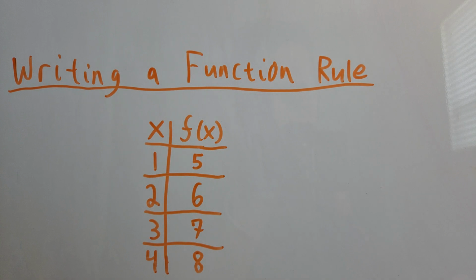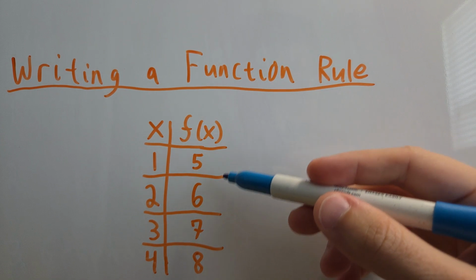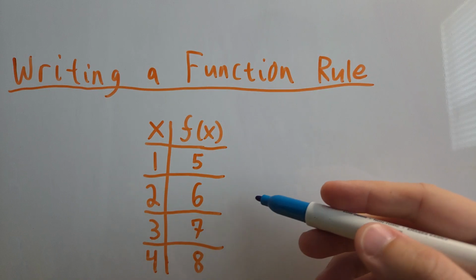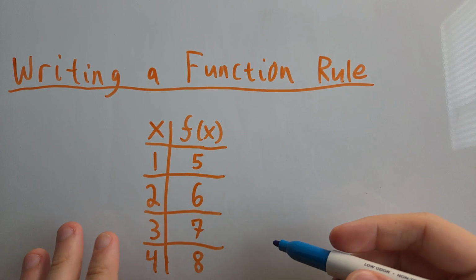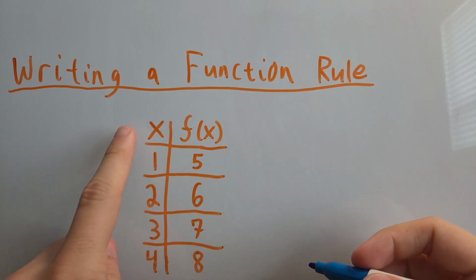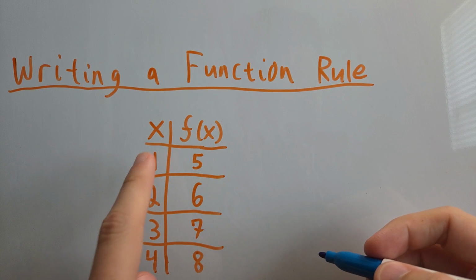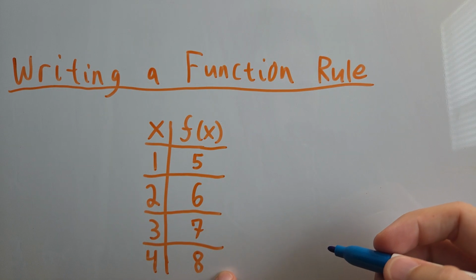Hello everyone. In this video, we're going to talk about writing a function rule. You can write a rule for a function by analyzing a table of values. I've got several examples for this video, so we'll work them all out together. We're going to look for a pattern relating the independent variables, or x, and the dependent variables, the y values.